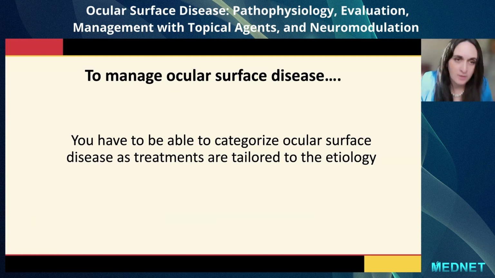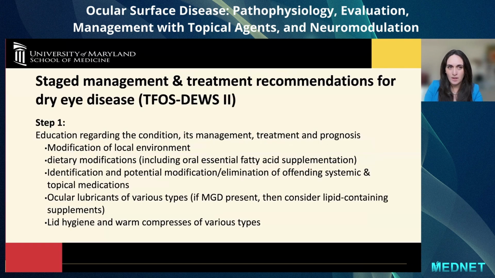So like we've talked about already, in order to manage ocular surface disease, just like diagnosing it, you have to be able to categorize it because the treatments should be tailored to the underlying etiology. So going back to the TFOS DEWS 2 recommendations, this is one way to think about it.